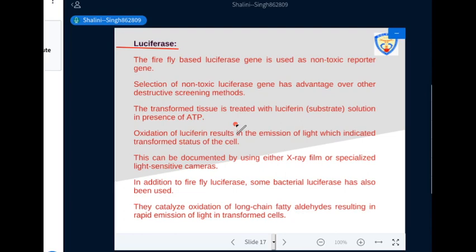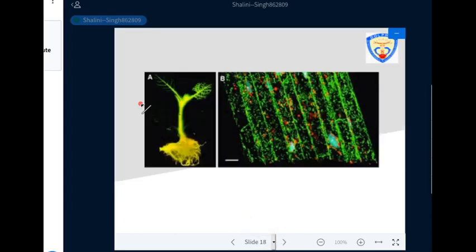The firefly luciferase gene is not a widely used marker gene as its gene product is difficult to assay, but it is useful for the detection of low level or highly localized expression. The bacterial luciferase genes LUX-A and LUX-B from Vibrio harveyi were found in a few plant transformation vectors. They catalyze the oxidation of long chain fatty aldehyde resulting in the emission of light. This is a plant which has been transformed with the firefly luciferase gene.